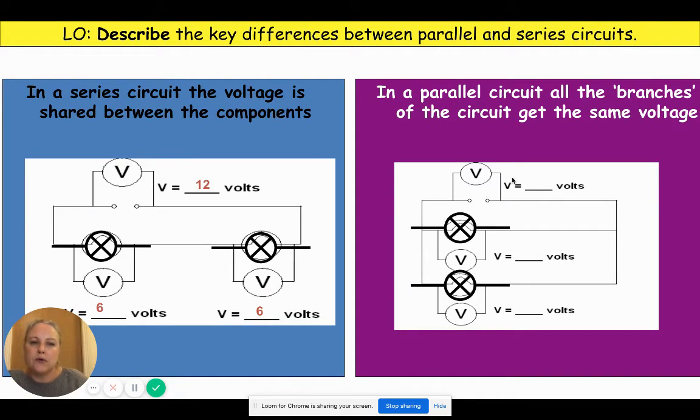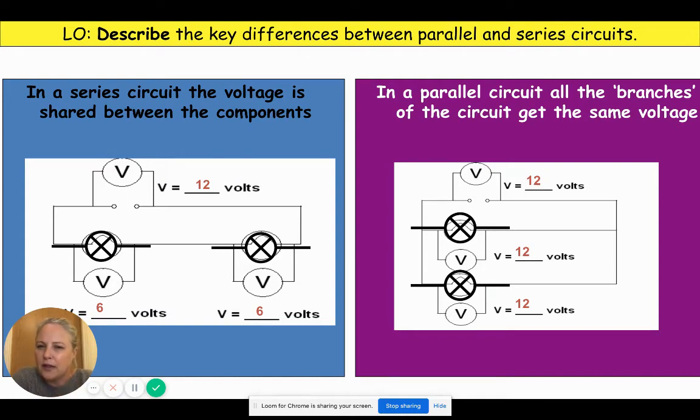Again, on this one we've got a parallel circuit with the branches. The electrons only visit one bulb at a time. So it's got 12 volts being measured by this potential difference in parallel around the battery. It goes and visits the first one, then goes back and gets another one. So how much would the potential difference be here and here? Each one would receive the full amount of energy, so it would receive 12 volts.